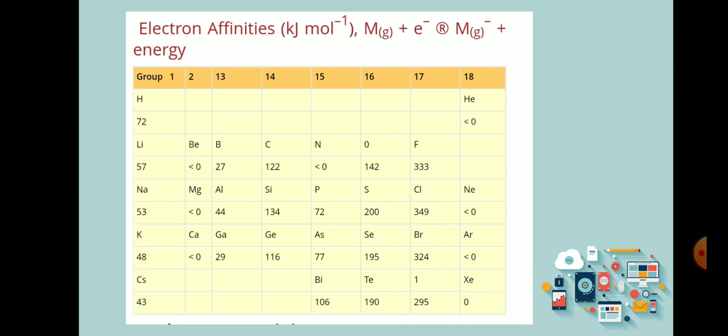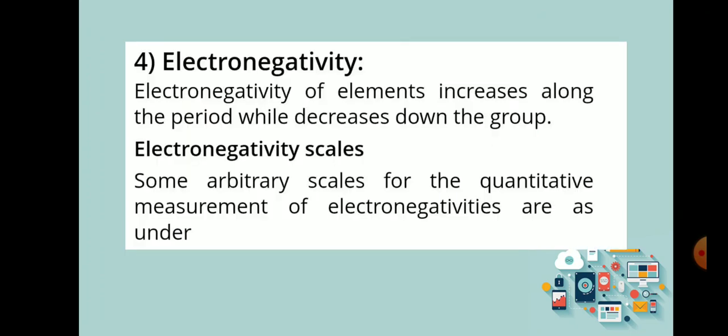Electron affinities, in kilojoules per mole. Metal plus electron gives rise to metal as an anion plus energy. Fourth one, electronegativity. Electronegativity of elements increases along the period while it decreases down the group.